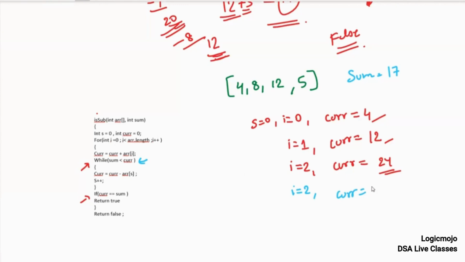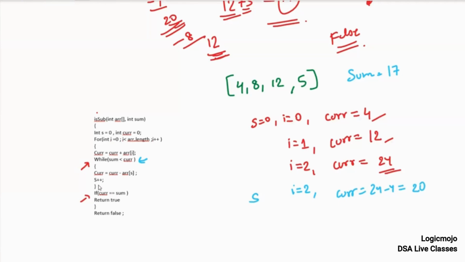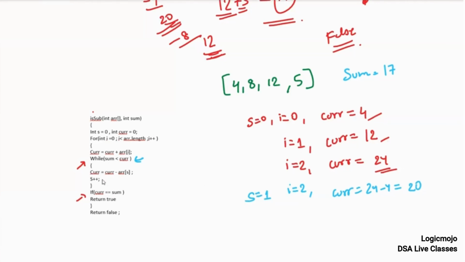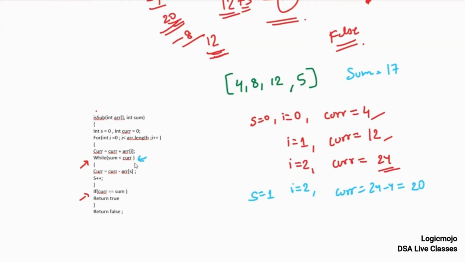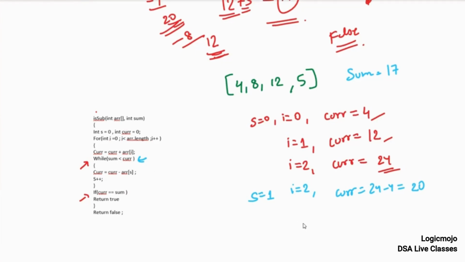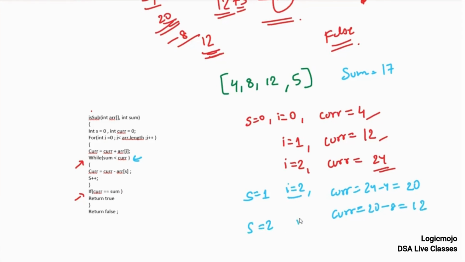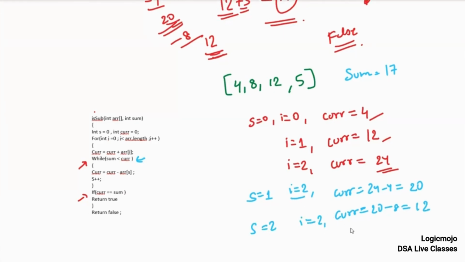Array of s is 0, so 24 minus 4 will be 20. After coming out of this loop, s has become s plus plus, so s has now become 1. Now again, this 20 is greater than our sum, so this loop will execute again. We remove current equals current minus array of s, so 20 minus 8, and again it becomes 12, and the value of s has now become 2. For all of these, i is still 2, if you see.